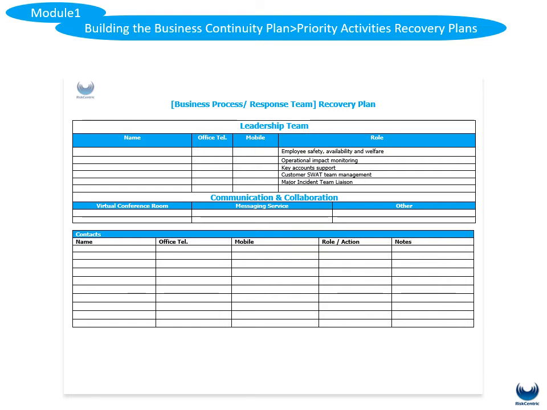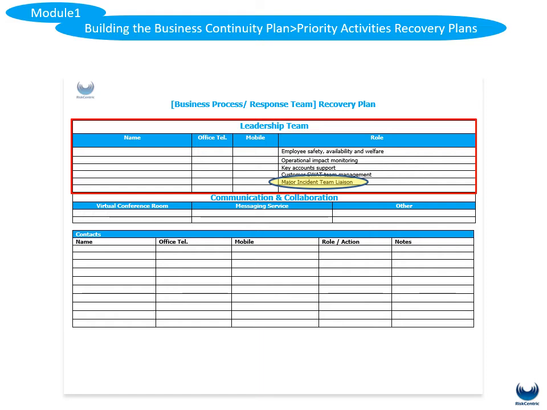Firstly, we define the leadership team, the group of people who are going to be undertaking specific tasks and actions associated with managing and recovering from the disruption. As you can see, we have basic information such as name and contact details. Each person in the leadership team has a defined role. Note that there is a specific role for incident team liaison. This creates a single point of contact between the recovery team and the incident management team, which will be especially important in the early stages of any incident or crisis when the level of impact is in the process of being understood.